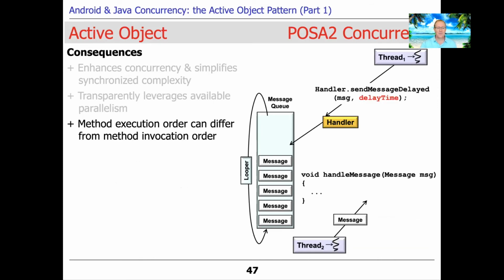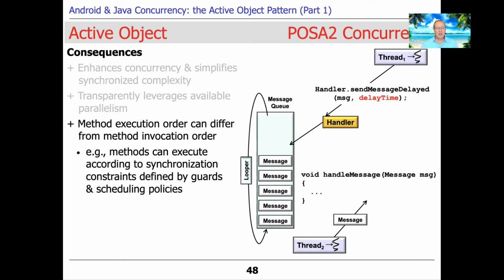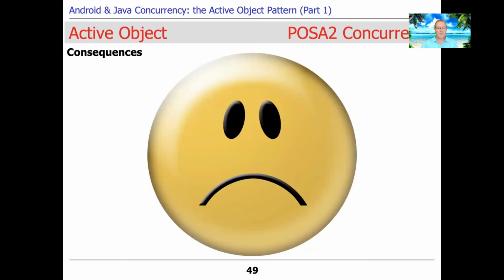Another interesting consequence, which we'll see as both a pro and a con, is that the method execution order, that is the order in which the active object implementation will run method calls on servants, could in fact be different from the invocation order that the clients make. So these don't have to go in lockstep. They could be delayed in time. They could be delayed just because one thing takes longer to run. And you can actually have the scheduler be aware of synchronization constraints that are defined based on the scheduler and its scheduling policies and any guards that are used to make sure that things run at the right time, the right order, and so on.